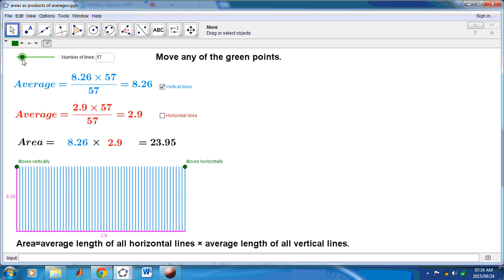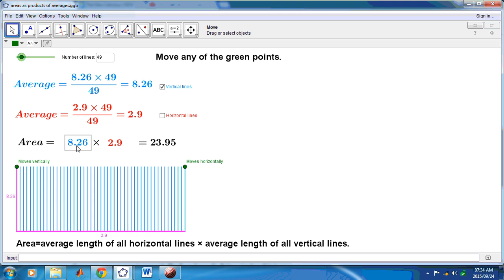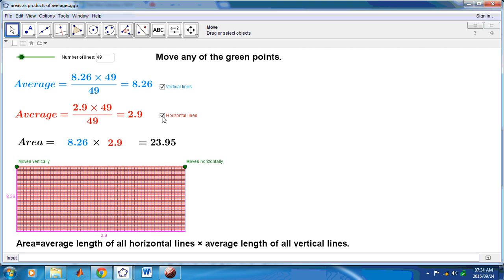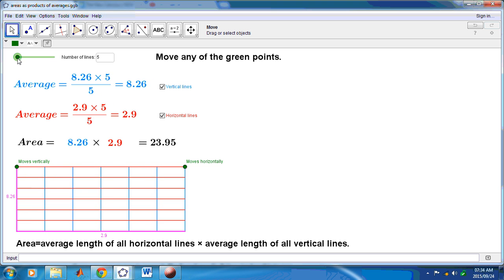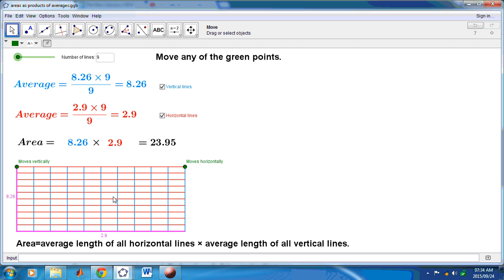So area really is just the average of these vertical lines, which is 8.26, times the average of the horizontal lines. Does that make sense? It's a pretty simple concept. And this is exactly what happens in every calculation of area or volume even. For example, what is volume? Volume is the product of three averages. And hypervolume would be the product of however many dimensions are being used. So area is the product of two averages and volume is the product of three averages.